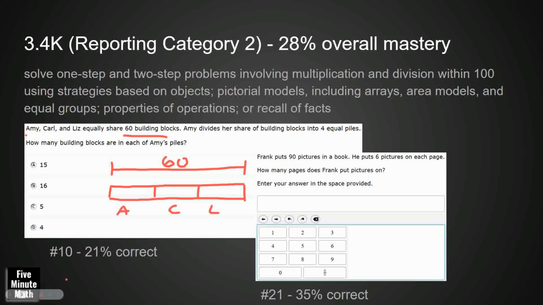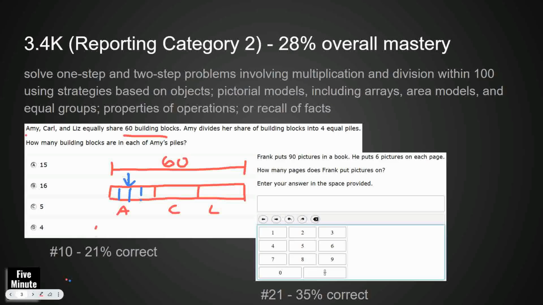Now, if we want to think of step two, we can think of Amy. So now we're just dealing with Amy right here. She divides her share into four equal piles. All right, and so we can cut this third into four equal piles. Now, what does that mean for us?